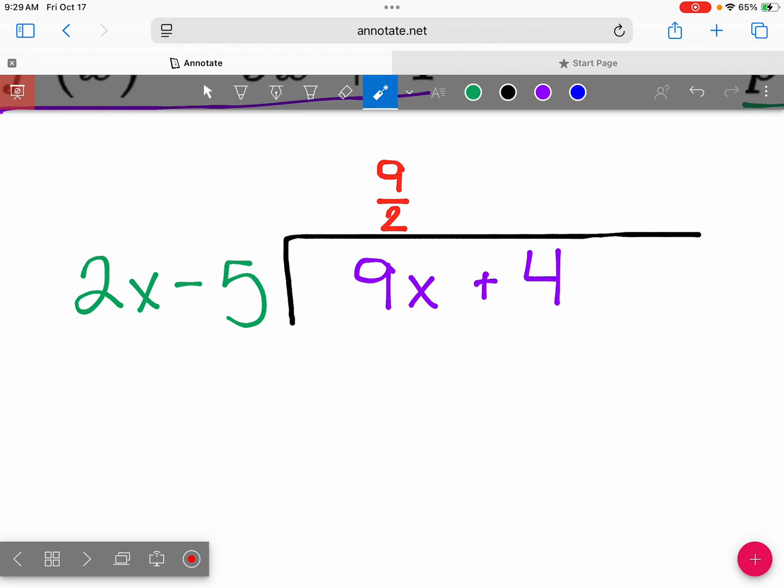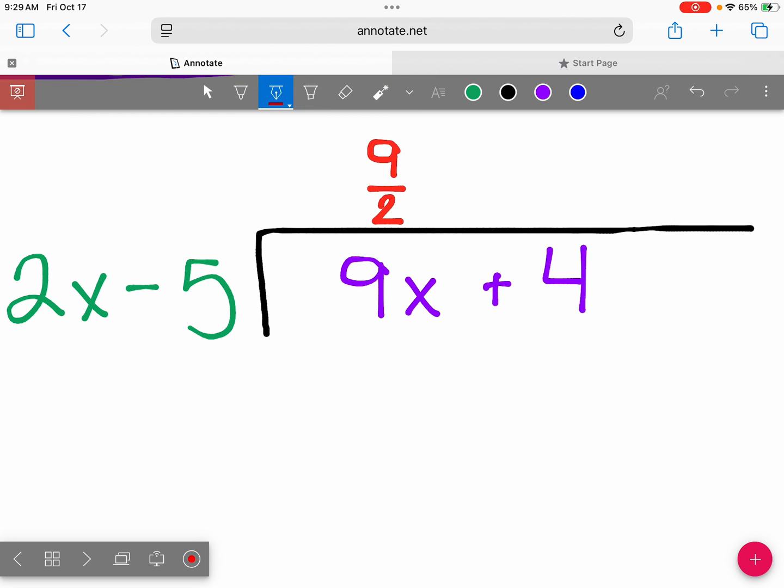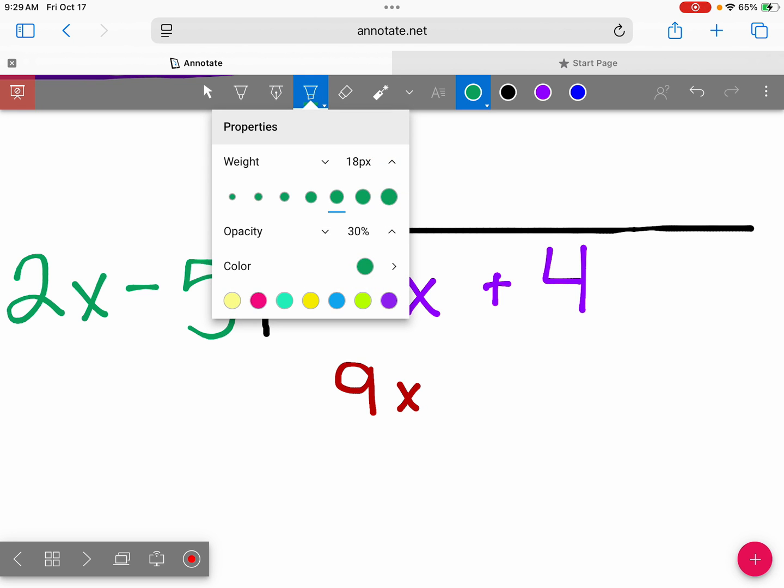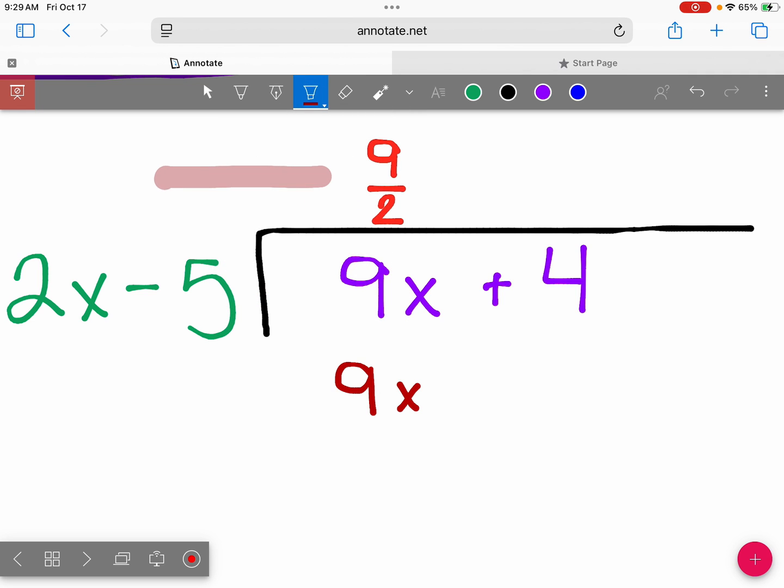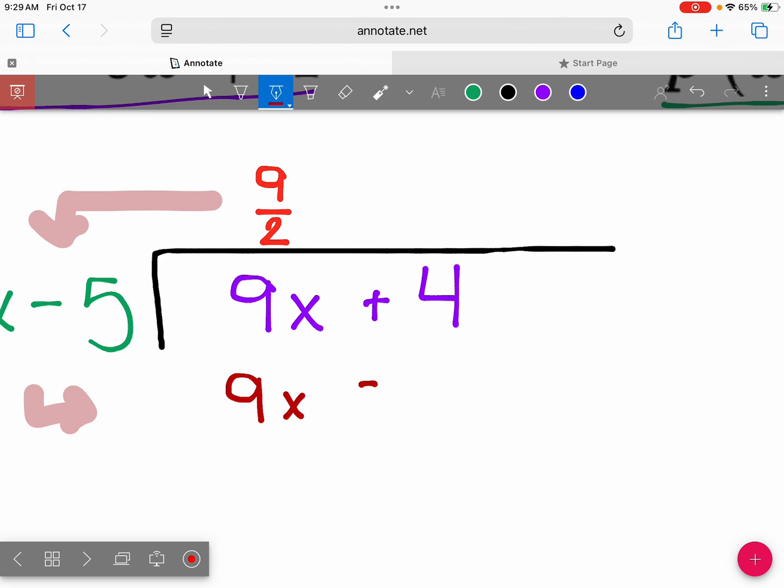So what we're going to do is take this 9/2 times our whole factor and put it underneath. So 9/2 times 2x is going to give us a 9x, because we're taking this times our whole factor over here and putting it underneath. Then I want to have my 9/2 times this minus 5, which is going to give us a minus 9 times 5 gives me 45 halves. And I understand it is unpleasant.